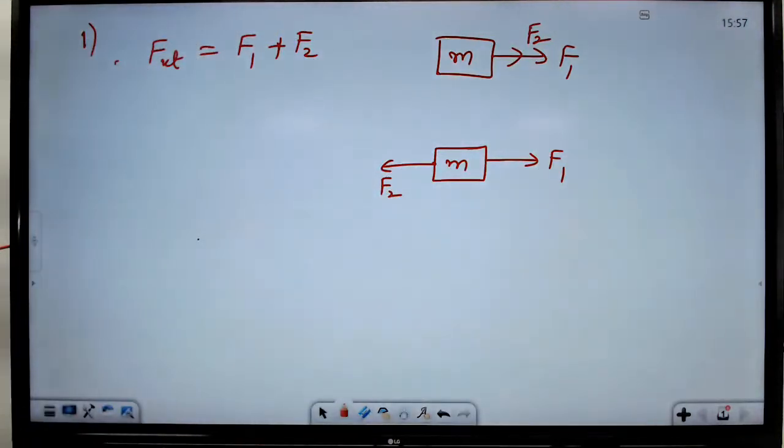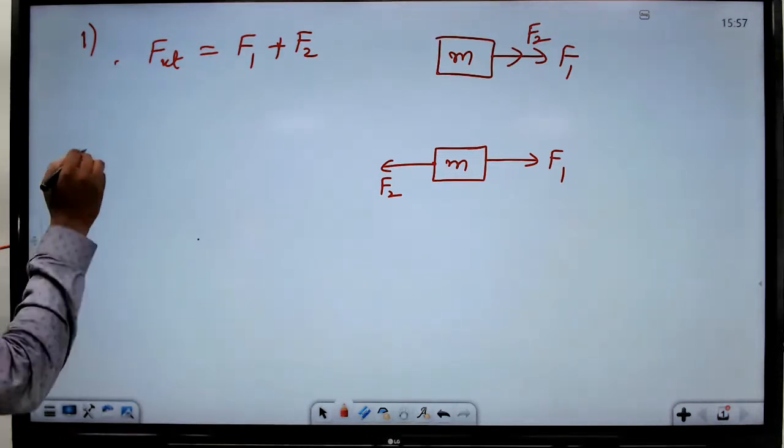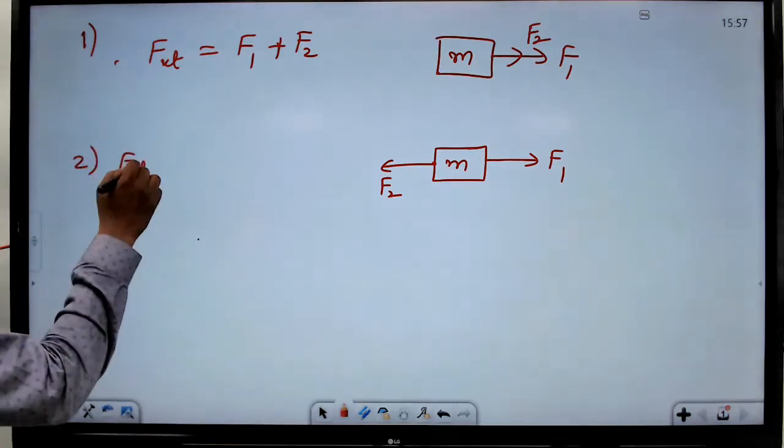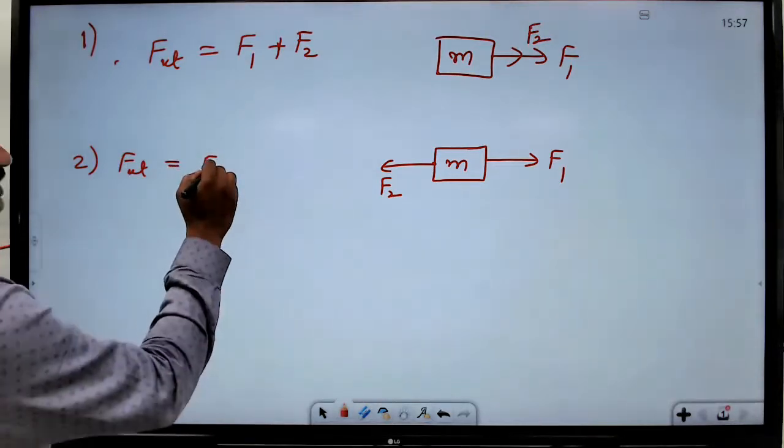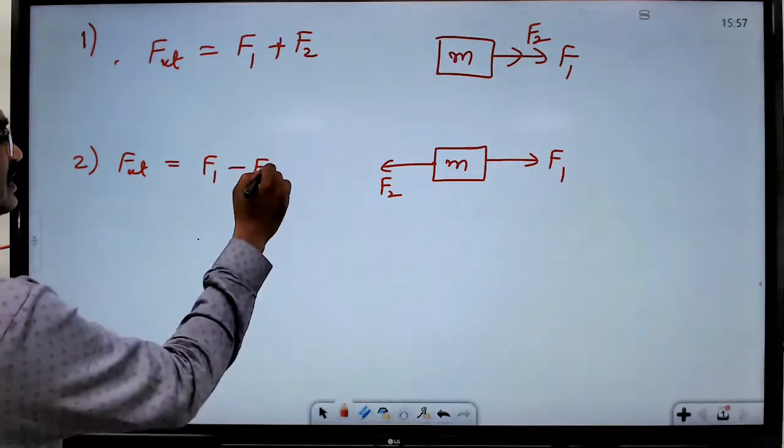Next case: two forces are acting on the object, and one is opposite to the other. Then what is the net force? F net can be written as F1 minus F2 or F2 minus F1.